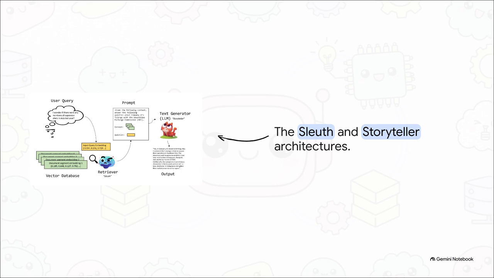Well, the ingenious solution engineers came up with is a secret recipe called Retrieval Augmented Generation, or RAG for short. This is actually the exact same architecture that powers tools like Google's Notebook LM. To make it really easy to wrap our heads around, we can visualize this RAG architecture as two cute cartoon roles working together, the dedicated sleuth and the creative storyteller.